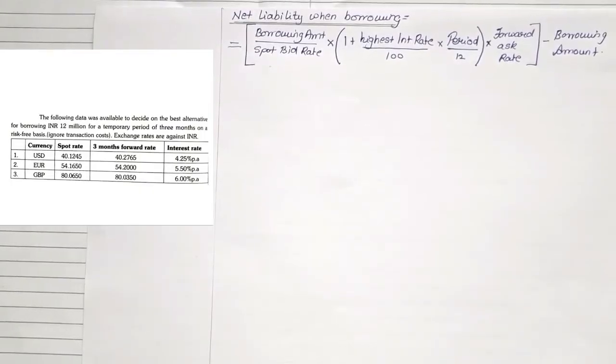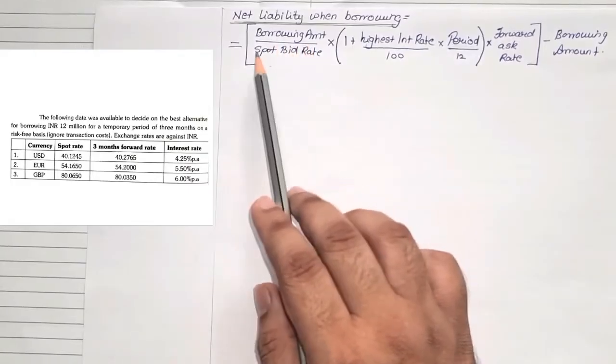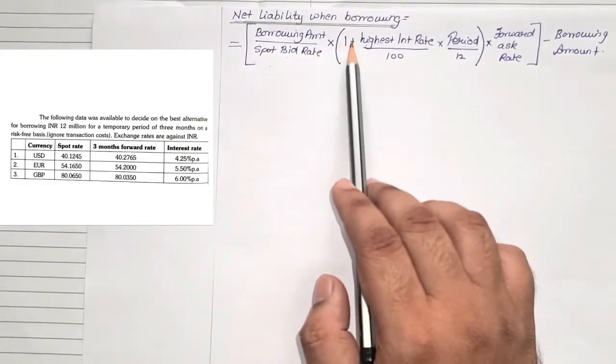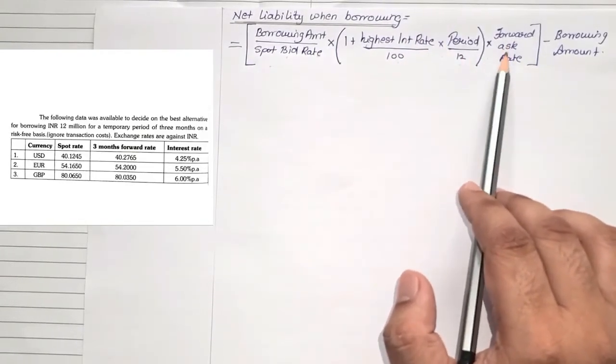So always remember, check what currencies they have given us. They're giving you USD, Euro and GBP. So we'll have to find the net liability of all three currencies, the one in which the liability is the least, that will be the selected one. Now remember the formula. They're asking you to find the net liability of the borrowing. From the borrowing point of view, the formula will always be borrowing amount upon spot bid rate into 1 plus highest interest rate upon 100 into the period upon 12 into forward ask rate.